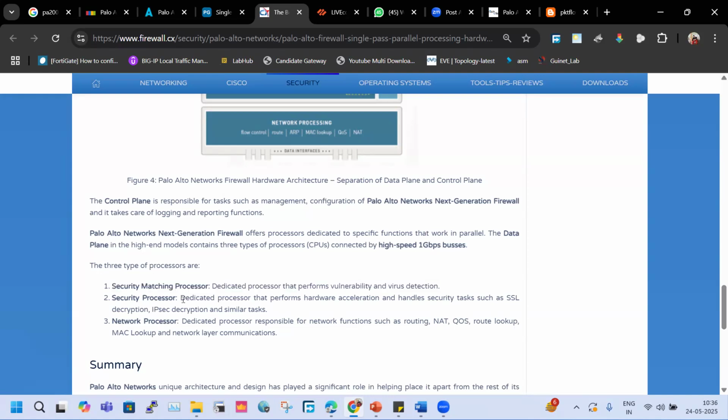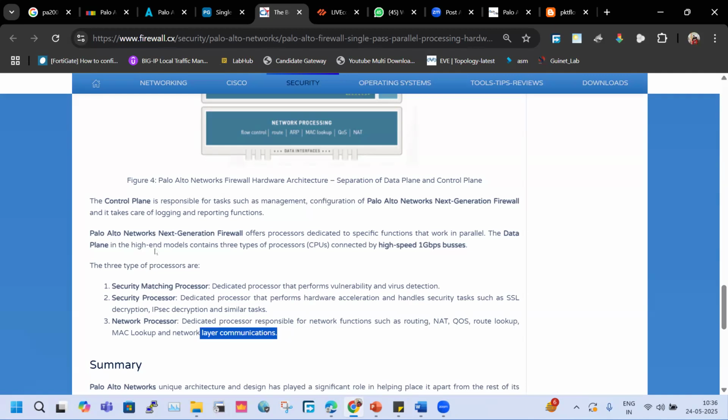The security processor is a dedicated processor that performs hardware acceleration and handles security tasks such as SSL decryption, IPsec decryption, and similar tasks. And your network processor does all the routing lookups, NAT lookups, QoS, route lookup, MAC lookup, and network layer communication.